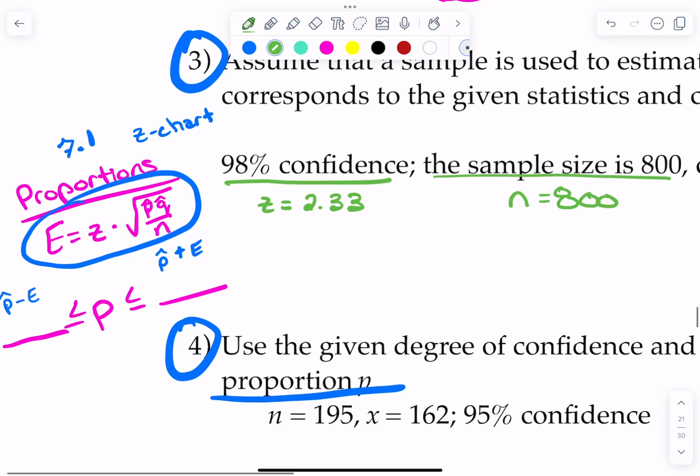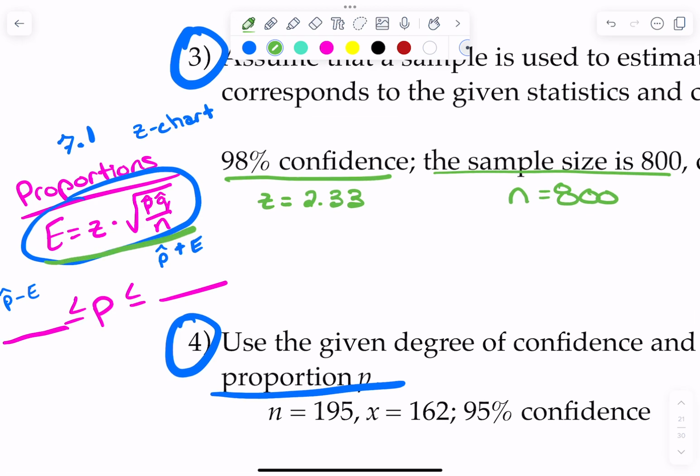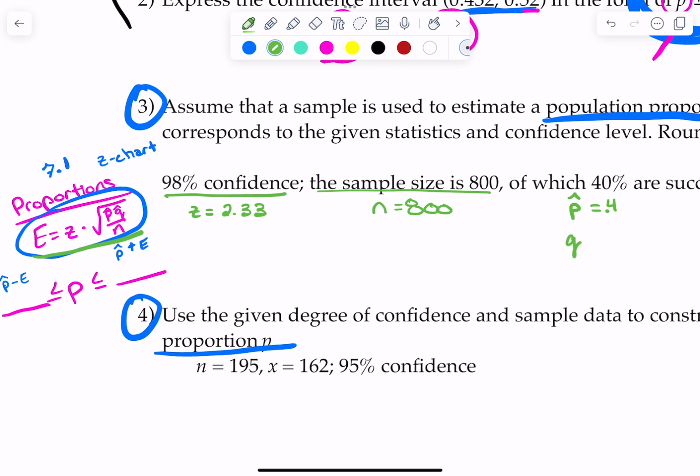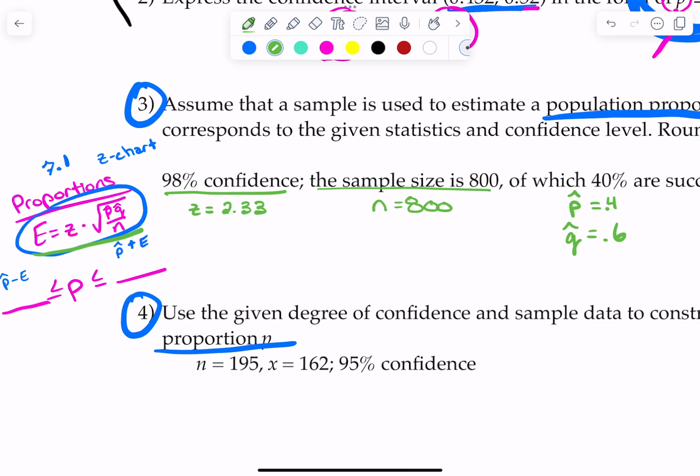What else do we need to calculate margin of error? Here it is. I need Q hat, and Q hat is 0.6. Now you can calculate your margin of error. Go ahead and do that on number 3.